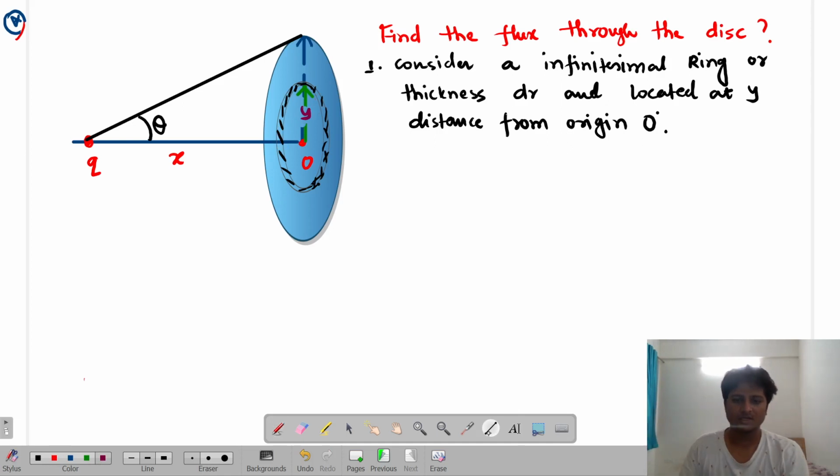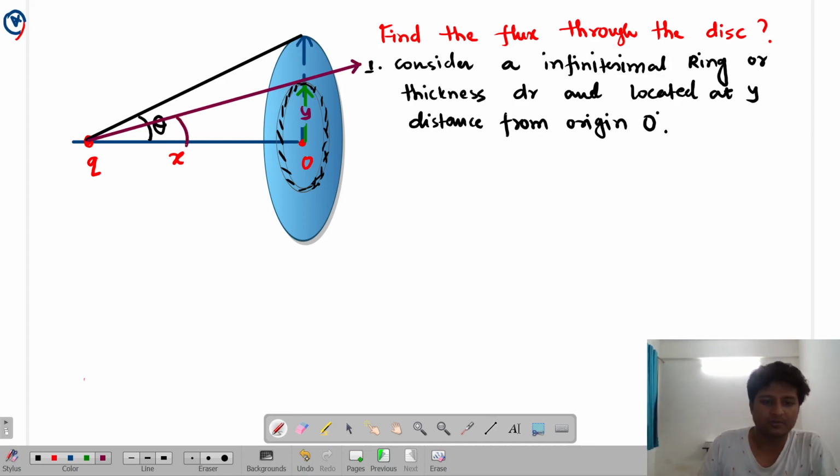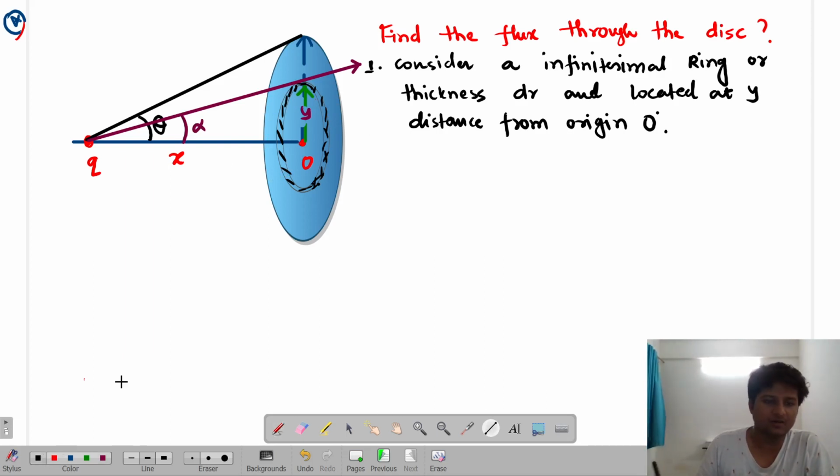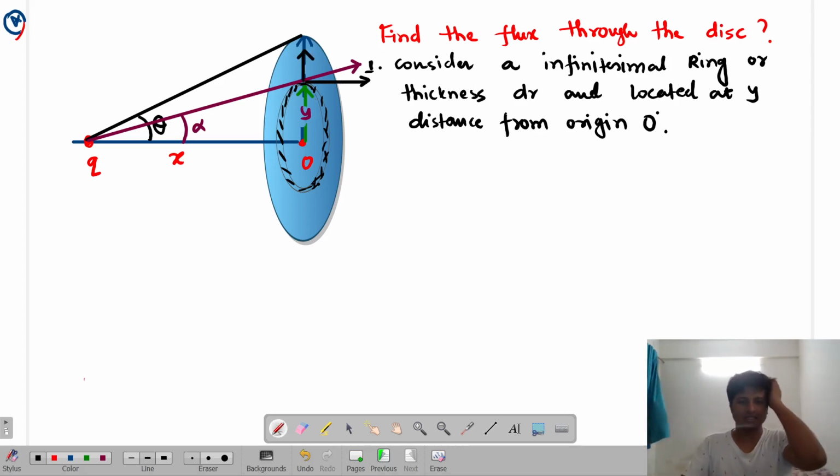Is that clear? Now, due to this charge over here, some electric field will be there, isn't it? And that electric field will be present by making some angle alpha with the horizontal. So then this electric field will have once again two components, one perpendicular and one parallel, isn't it? So if that angle is alpha, this angle will also be alpha.